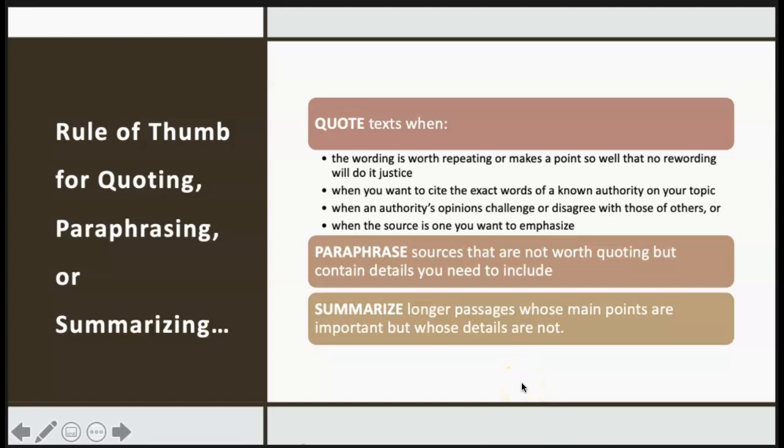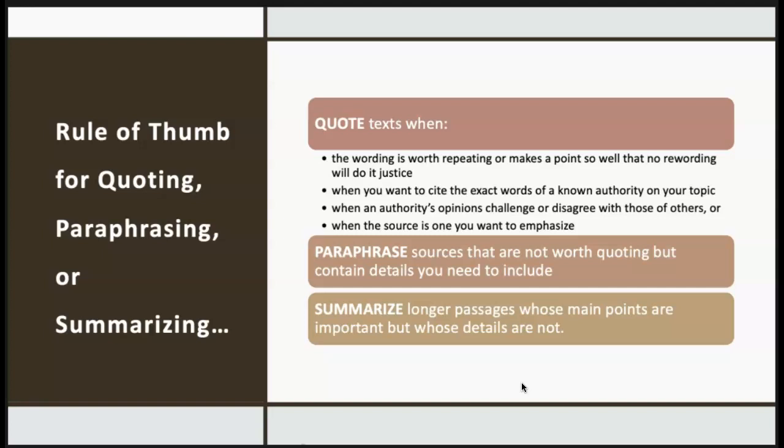Quote a text when you want to cite the exact words of a known authority on your topic. Use a quote when an authority's opinions challenge or disagree with those of others, or when the source is one that you really want to emphasize. Now, when it comes to paraphrasing, remember that means putting it into your own words. Paraphrase sources that are not worth quoting, but they still contain details that you'd like to include. And then, of course, summarizing you want to use for longer passages.